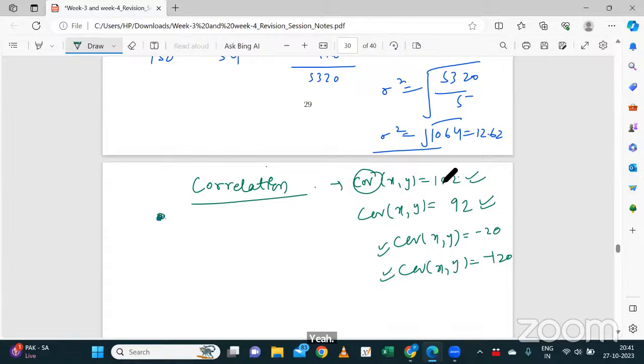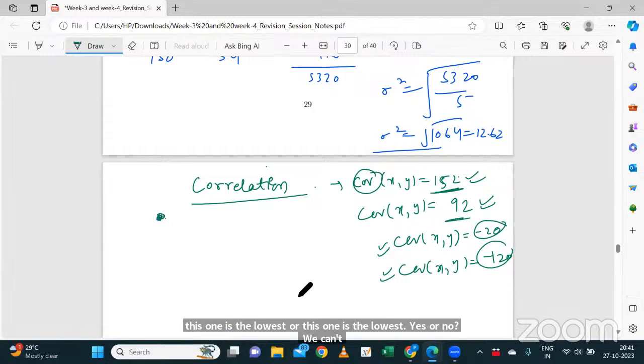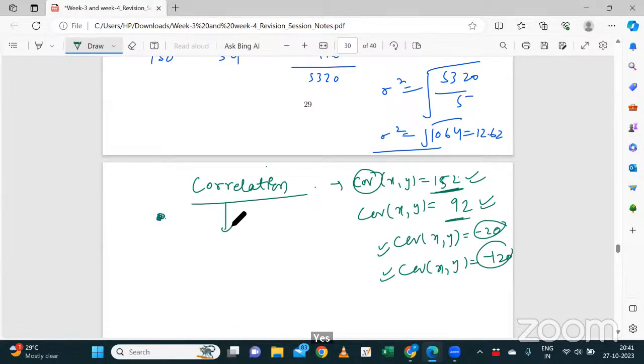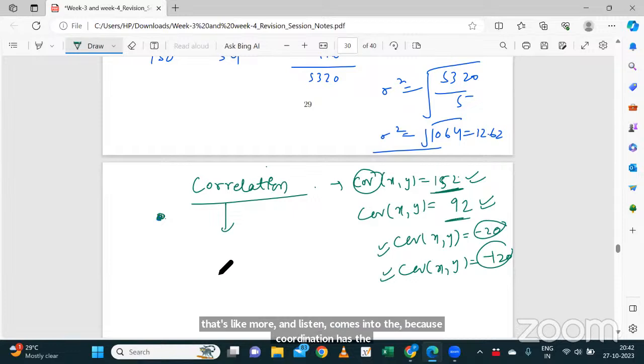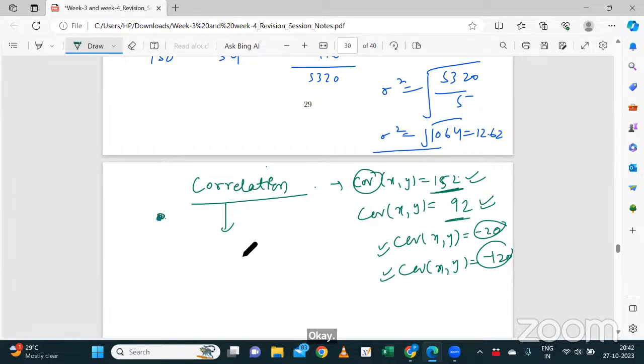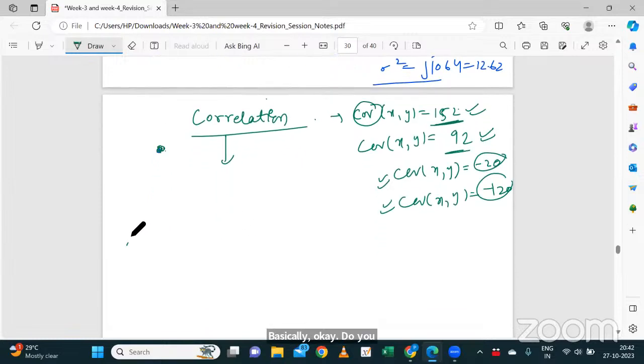By seeing the value, you can't say this one is the higher or this one is the lowest, right? We can't say. So that's why correlation comes into the picture, because correlation has an upper limit and a lower limit, due to which we are able to compare. Correlation is a unitless measure. It is represented by r.